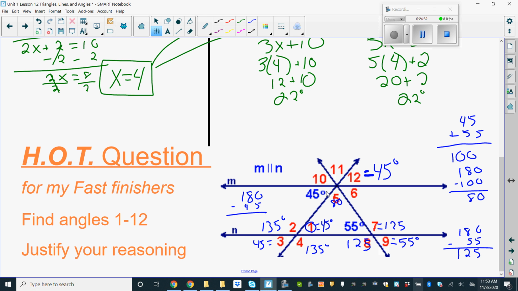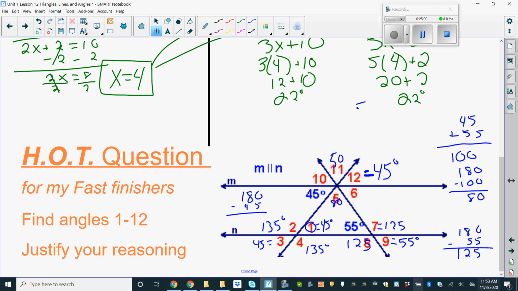Then we have to solve for 6, 11, and 10. Angle 5, which is 80, and 11 are vertical angles. So if 5 is 80, 11 is 80. And last but not least, we have 6 and 10. The relationship between 10, 11, and 12 is they are supplementary. They create a straight line, so they equal 180 degrees.